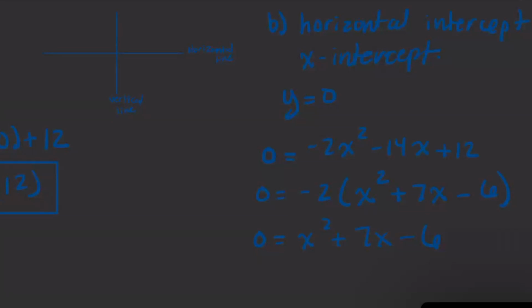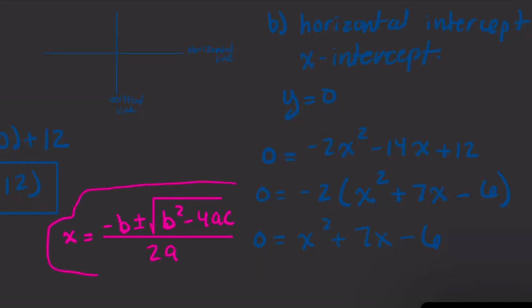The quadratic equation is x equals negative b plus or minus the square root of b squared minus 4ac, all over 2a. This is the quadratic equation. So you'll be using this form to find your x values.